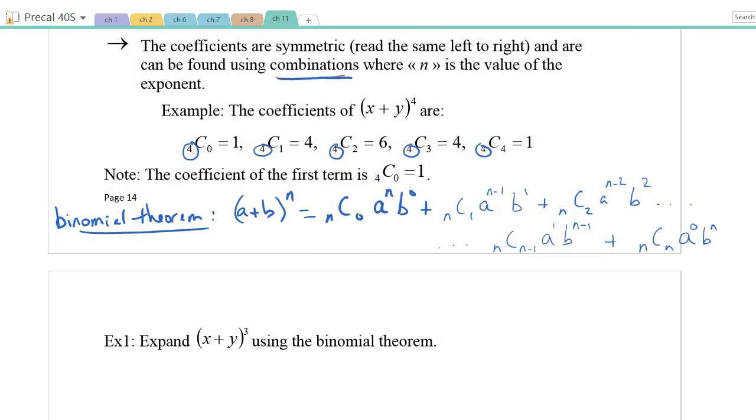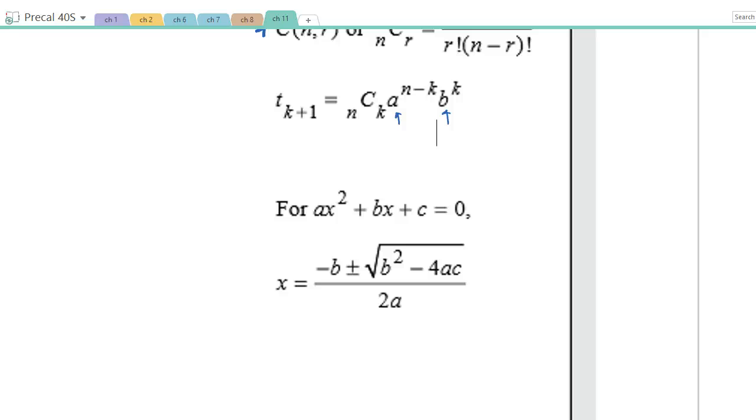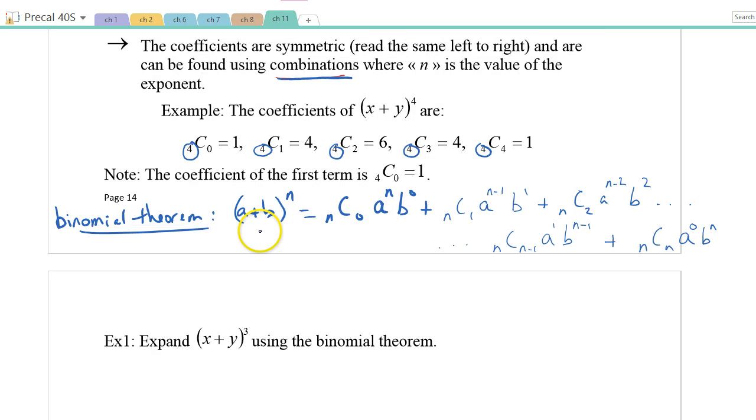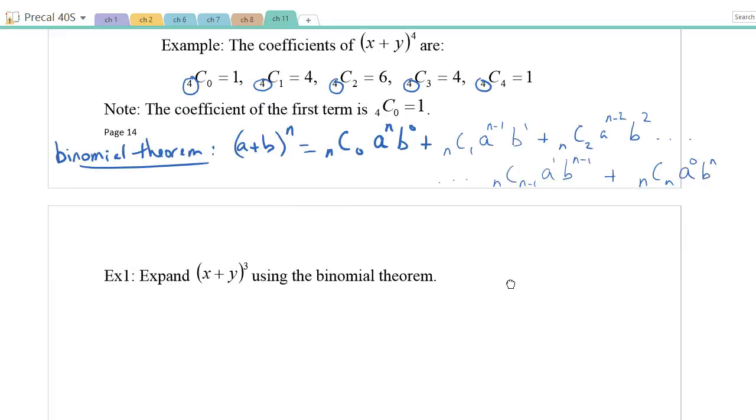Now you'll notice it's not on your formula sheet. This is kind of a little piece of the binomial theorem. So it looks really complicated now, but given the piece that's on the formula sheet, it's really not so crazy.